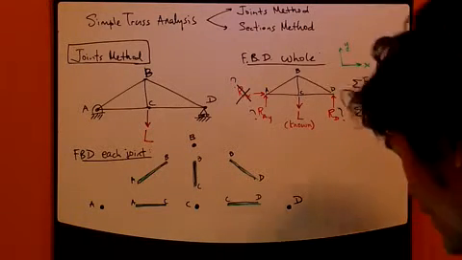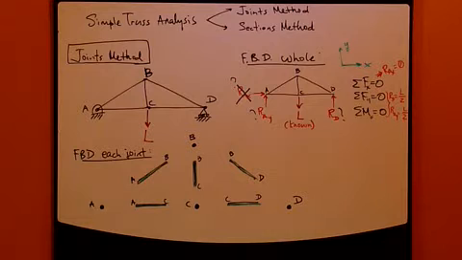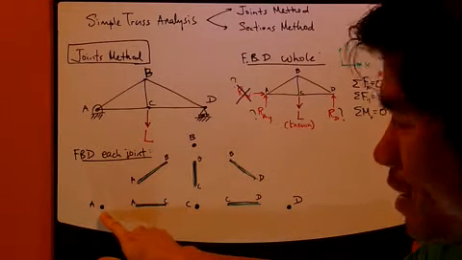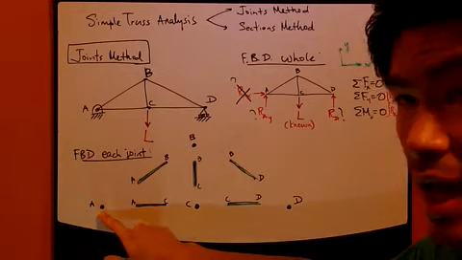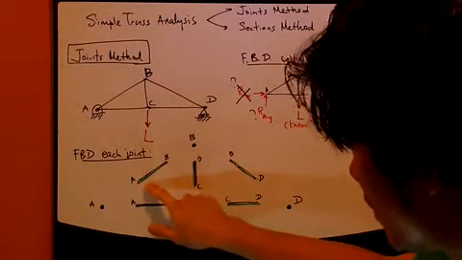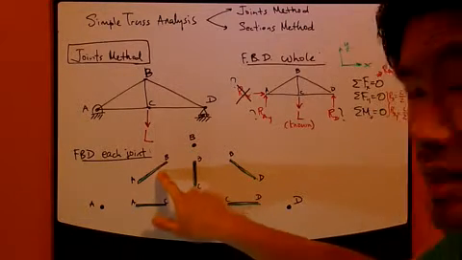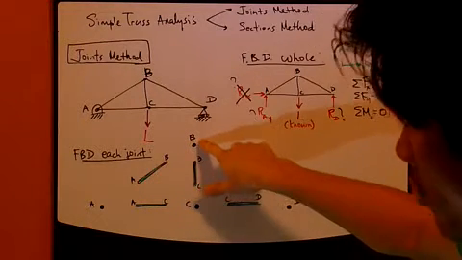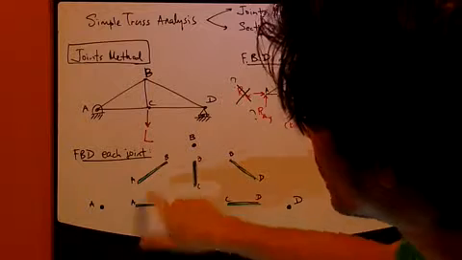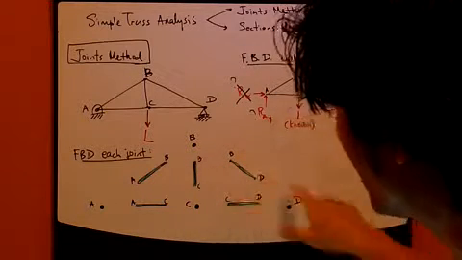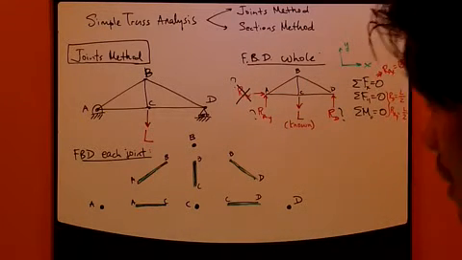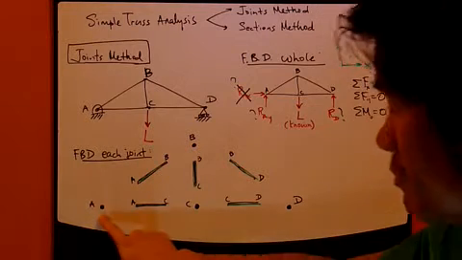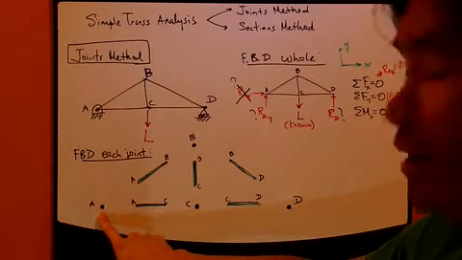So the next thing you want to do is draw the forces. This joint is a free body diagram for joint A. Now this, you can look at it as a free body diagram for a member. And this is a free body diagram for joint B. So each individual picture here is a free body diagram. Since we're dealing with free body diagrams, let's look at them one by one.